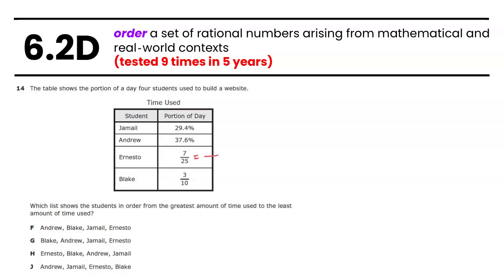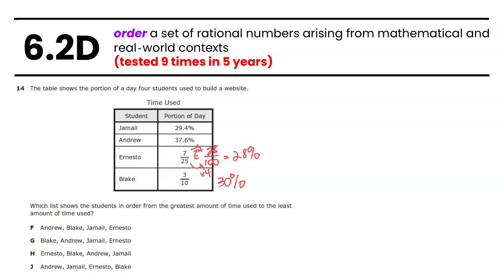For example, here, if we were to put this over 100, we know that just to get that into a percent, we would multiply by 4. And so multiplying 7 by 4 would give us 28 over 100, which would be 28%. Then Blake is 3 out of 10, so that is pretty clearly 30%.